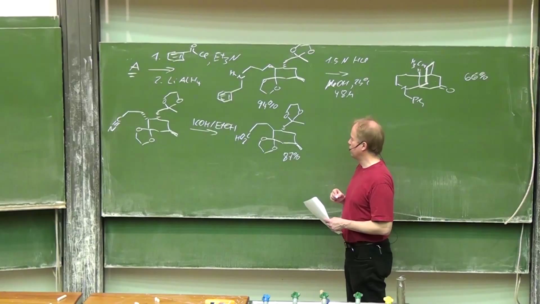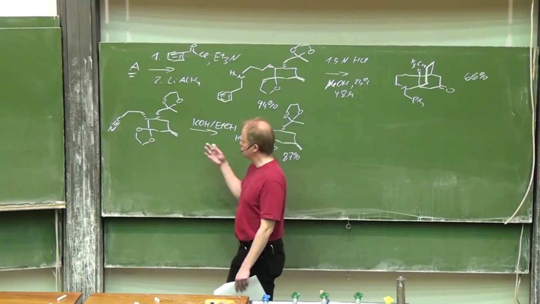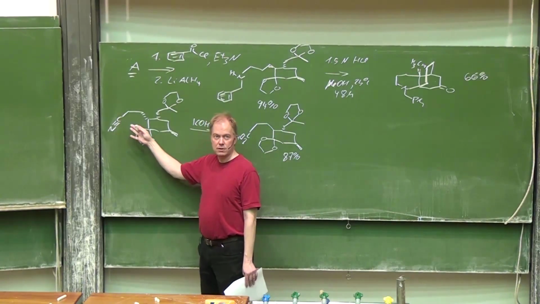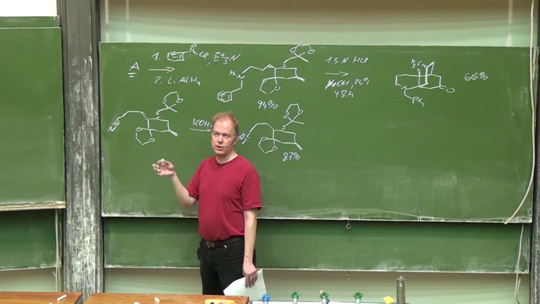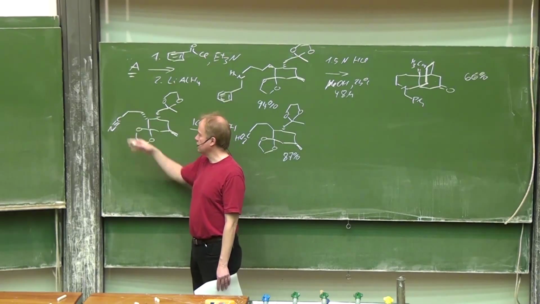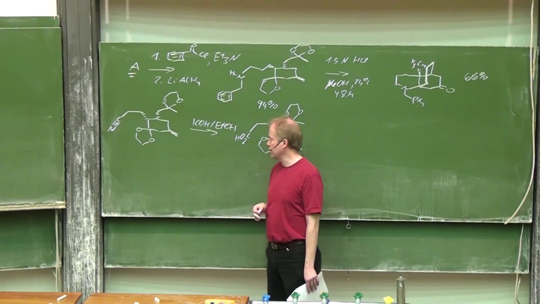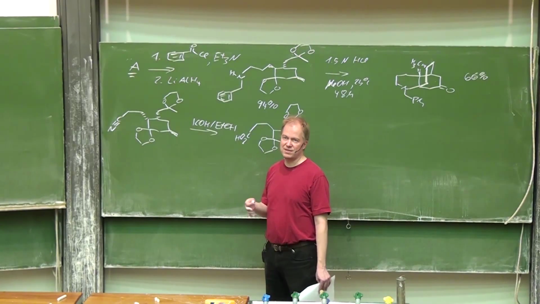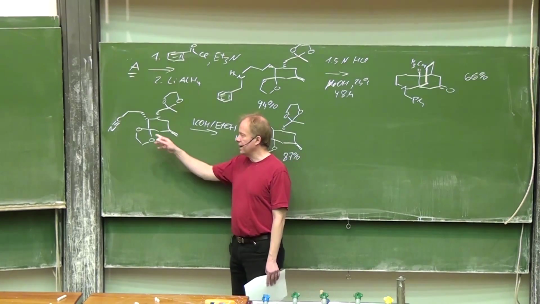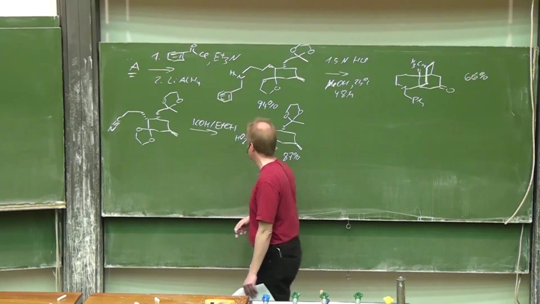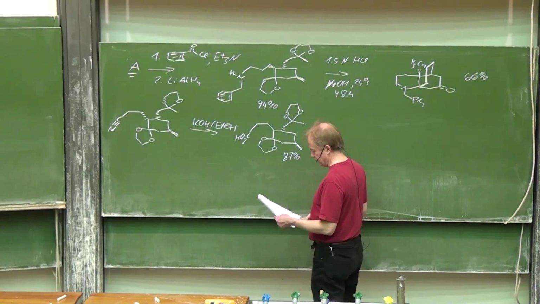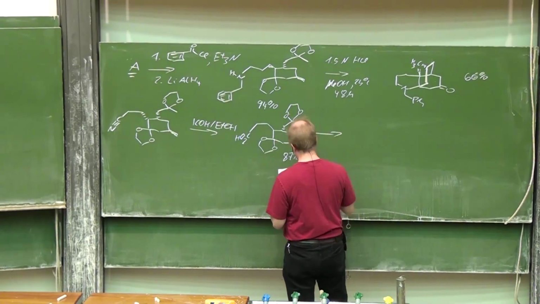Well, you might ask, why did they choose that nitrile? Why not having an ester here? Instead of using acrylonitrile in that initial step, getting to the side chain, they could have used acrylic acid ester. Well, yes, they could. I just assume that they had that in large amounts and just decided, come on, let's hydrolyze this one. Yeah. 87%.